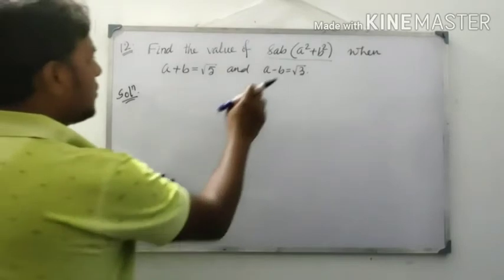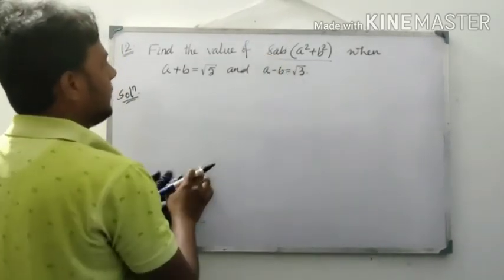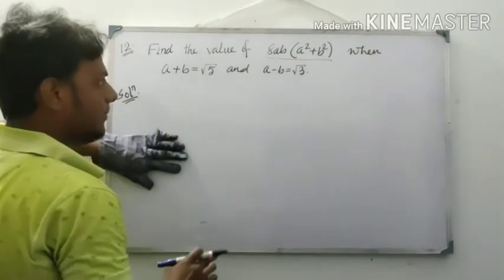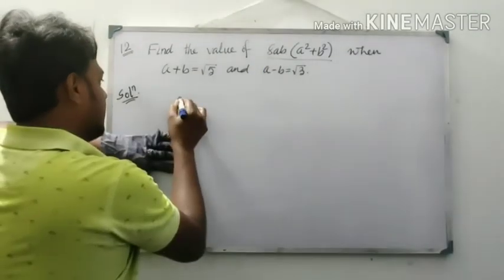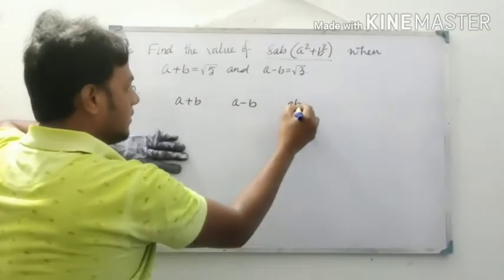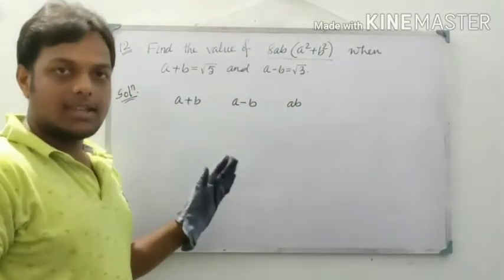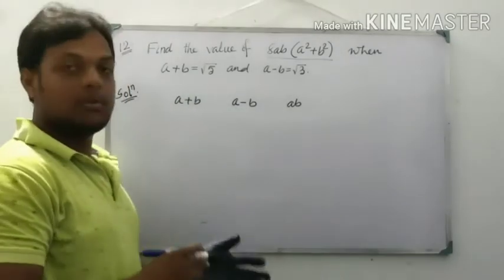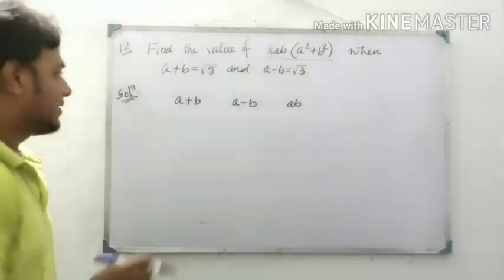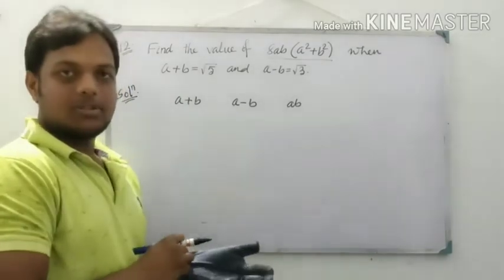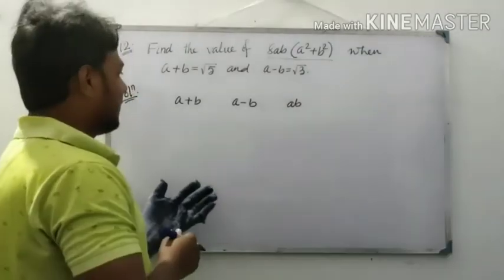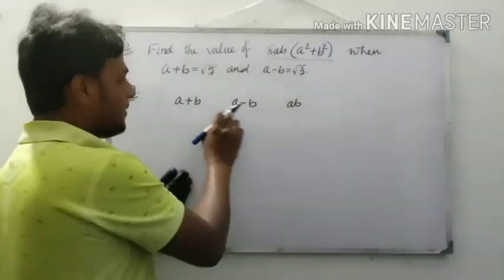Okay. So first I am calculating the value of ab. To calculate ab, since a plus b and a minus b are given, we have to find out which identity is related to this, that is, which formulas. Actually these are the identities. Which identities are related to a plus b, a minus b and ab?